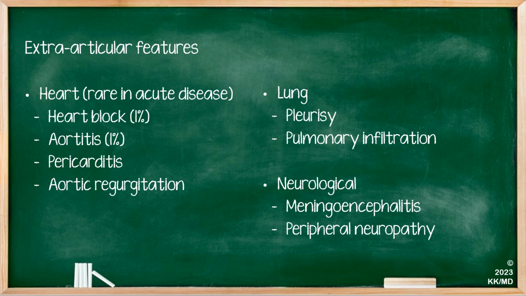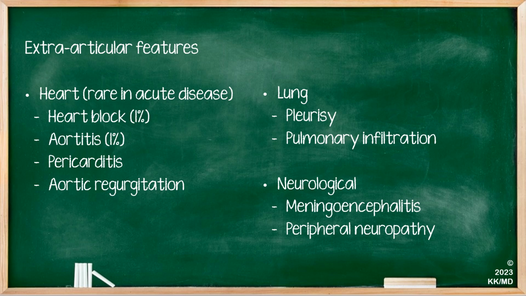So in terms of the extra-articular features of reactive arthritis, there are a few. However, a couple of them are really quite classic and exam favorites. So frequently it can affect multiple organs, from heart to lungs to CNS.